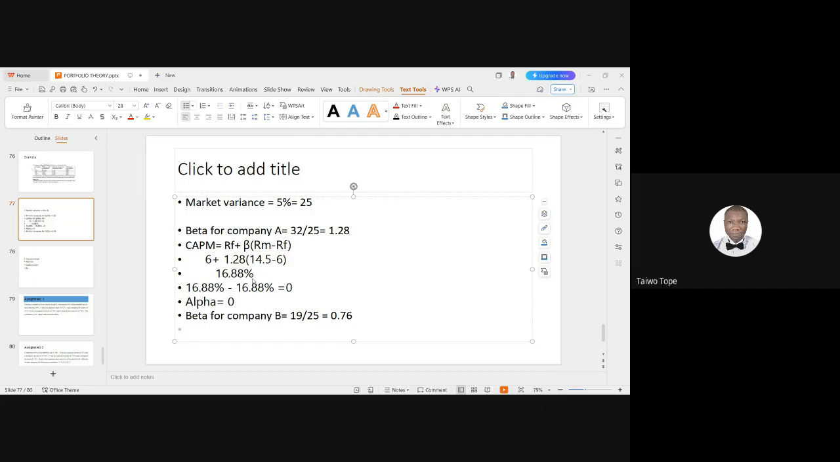All right. So the alpha is what, please? The alpha for company B. The alpha should be what we have in the question minus what? 12.46. The alpha should be minus 0.46%. Okay, 0.46%.